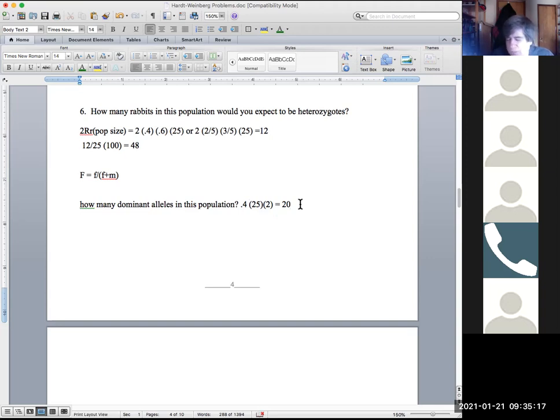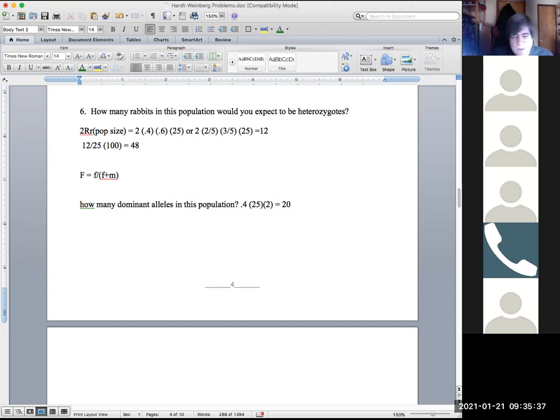You couldn't get something more than 200 because if everybody only has 2 alleles and there's 100 individuals in our population, there's only 200 total. So we have to keep that in mind. So are there any questions about how we figure out things like this?